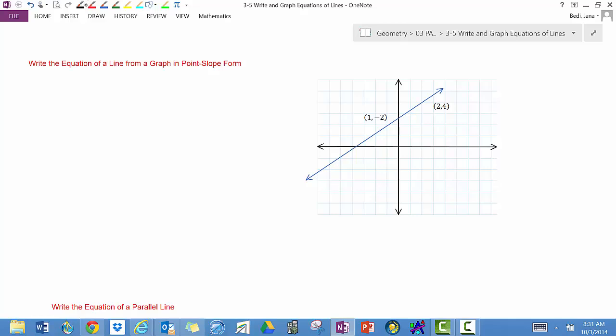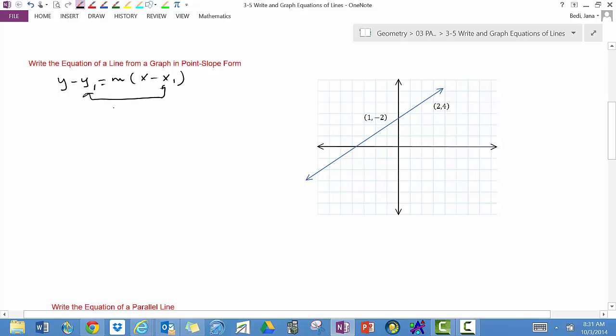The point-slope form is y minus y1 equals m times x minus x1. This is where you insert the point. M always stands for slope. So let's mark these 2 points. We have 1, negative 2, and 2, 4. So let me find the slope. Slope is y2 minus y1 over x2 minus x1. When you have a subscript with the variable, that means it stands in place of a point.